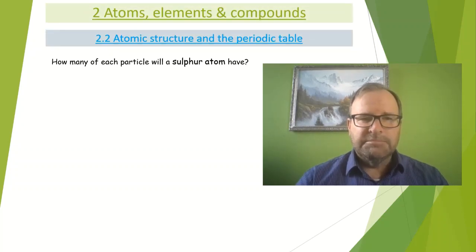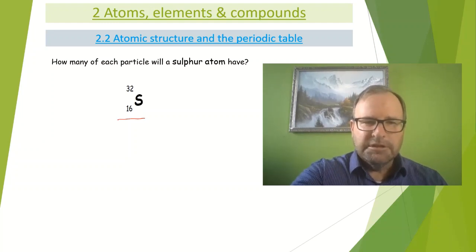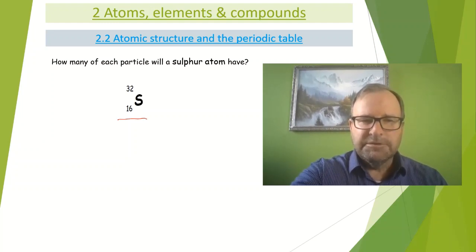How many of each particle will a sulfur atom have? So you can refer to your periodic table, or if you already know it, here it is. This could be an element. Here you can see the atomic number is 16, the atomic mass here is 32, or our new definition, the nucleon number is 32.